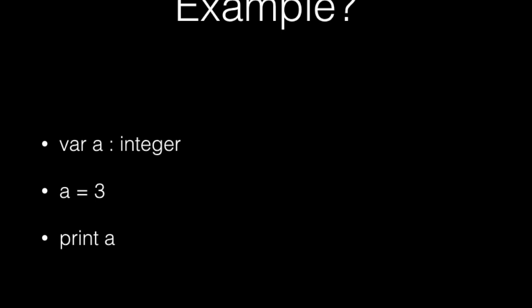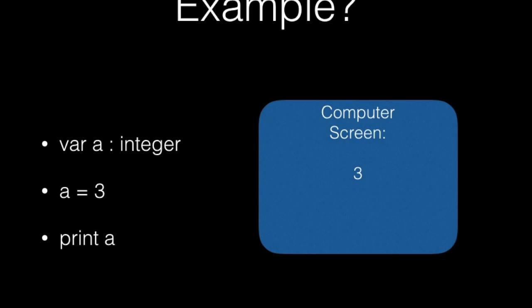and others. For example, we create a variable, we name it A, and we give it a type of integer. Then we give it a value of 3. Then we print A to the screen. And here is the result.